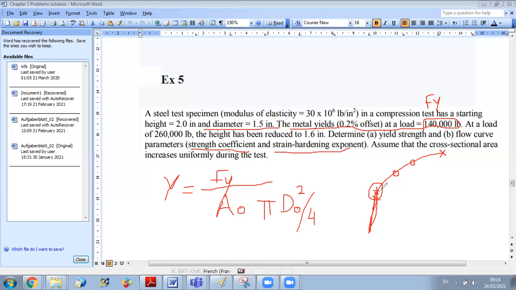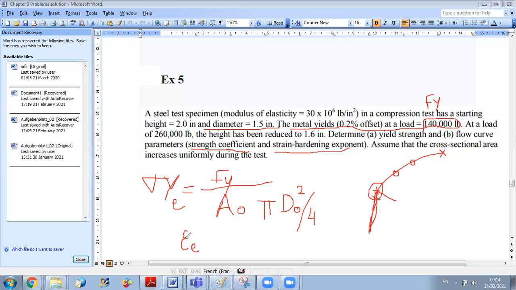Now, the first step is to find the true stress at yield point and the true strain. I have already calculated the engineering stress at yield point, so sigma yield engineering is already calculated. To find the corresponding true value, I should find the value of epsilon, because sigma true and sigma engineering are related through epsilon engineering. So I should get the value of epsilon engineering at the yield point.